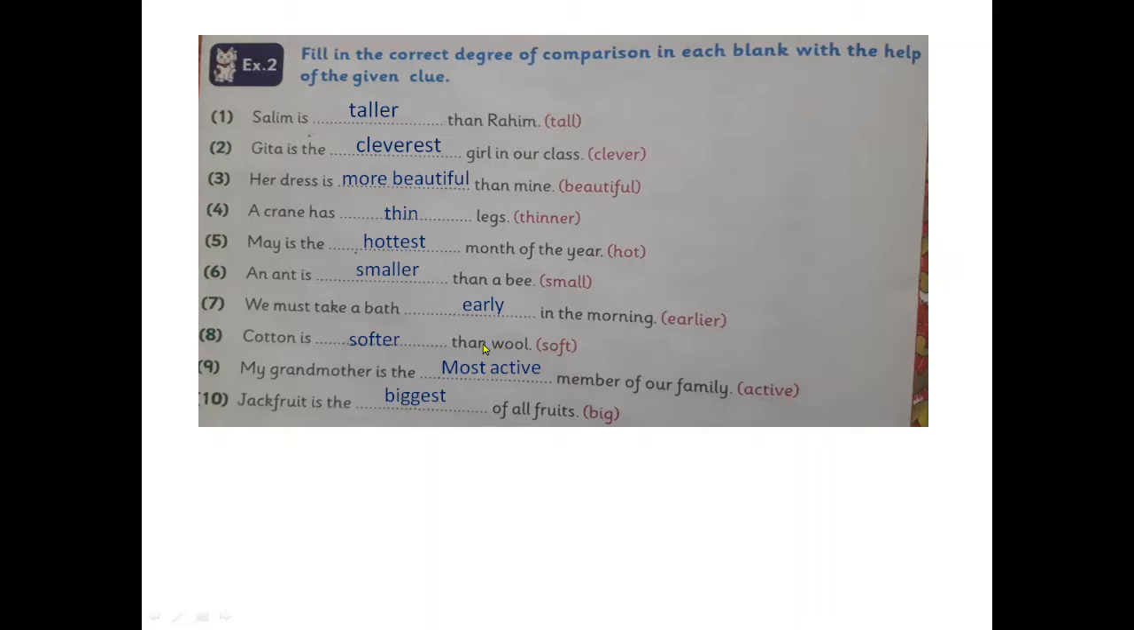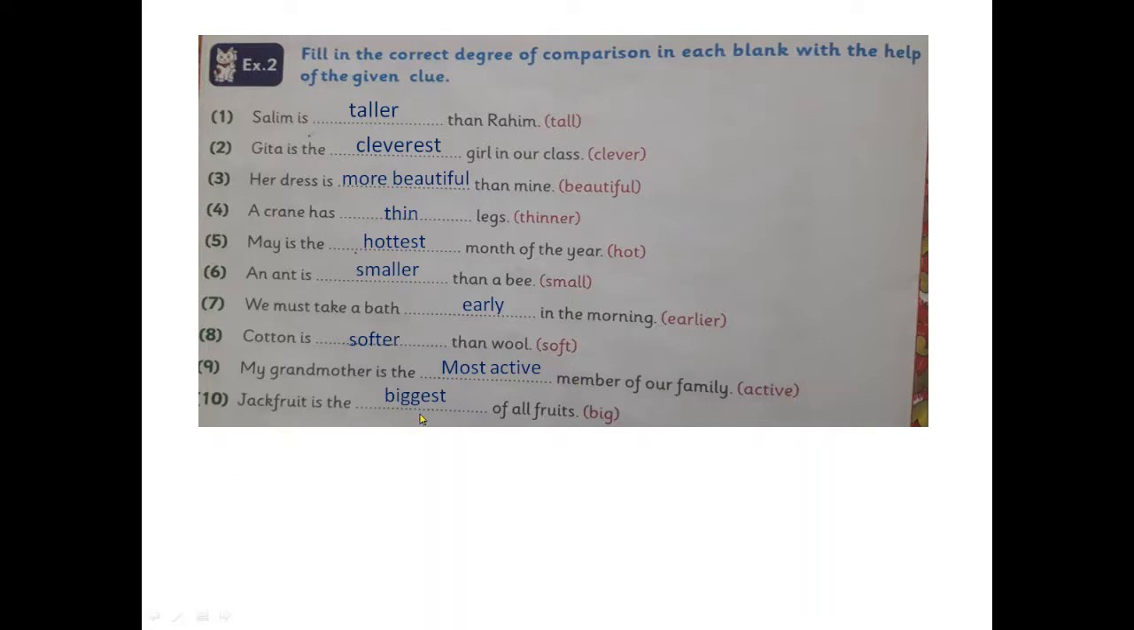Cotton is dash than wool. Students, have you understood? Again, it is a comparison between two nouns. So we have to use the comparative form of the describing word soft, that is softer. My grandmother is the dash member of our family, and the describing word is active. Yes, grandmother is the most active member of our family. It is a comparison among all the family members.